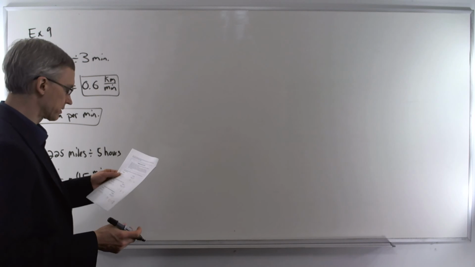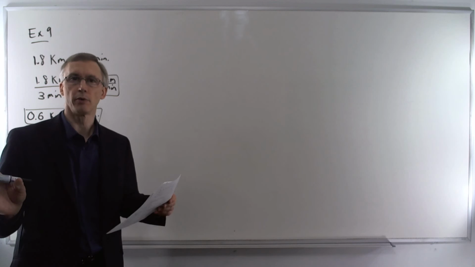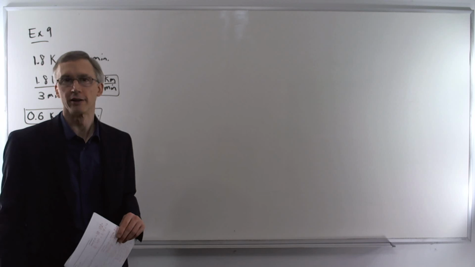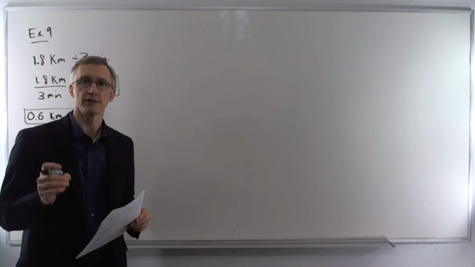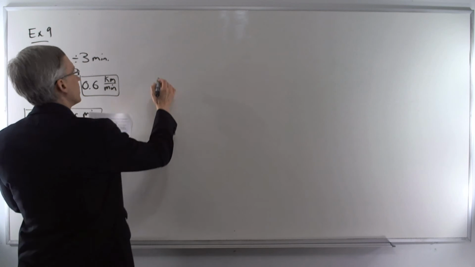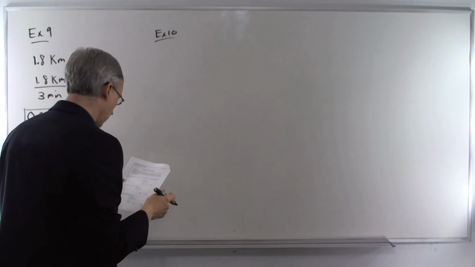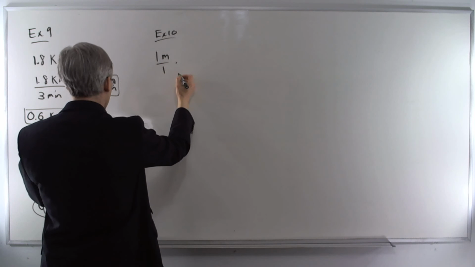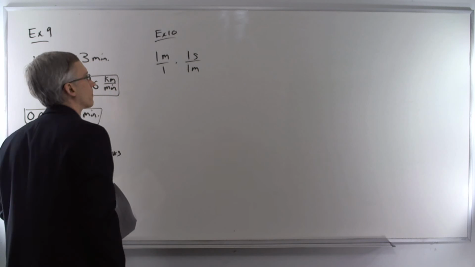So let's look at example 10. Now with these first few problems, all the numbers are going to be 1. So spoiler alert, the answer is 1, numerically. The question is what units are we going to have. So let's pay attention to the unit signs. All right, 1 meter over 1 times 1 second over 1 meter.